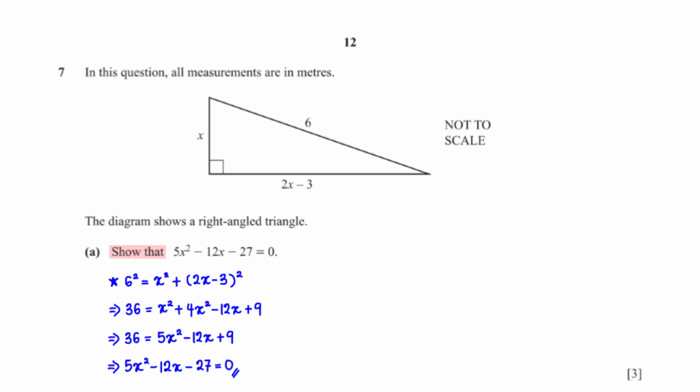When we apply the Pythagoras theorem to the triangle, we get 6 squared equals x squared plus 2x minus 3, all squared. When we expand 2x minus 3 squared, we get 4x squared minus 12x plus 9. x squared plus 4x squared is 5x squared. When we move all the terms to one side of the equation and group like terms, we get 5x squared minus 12x minus 27 equals 0.